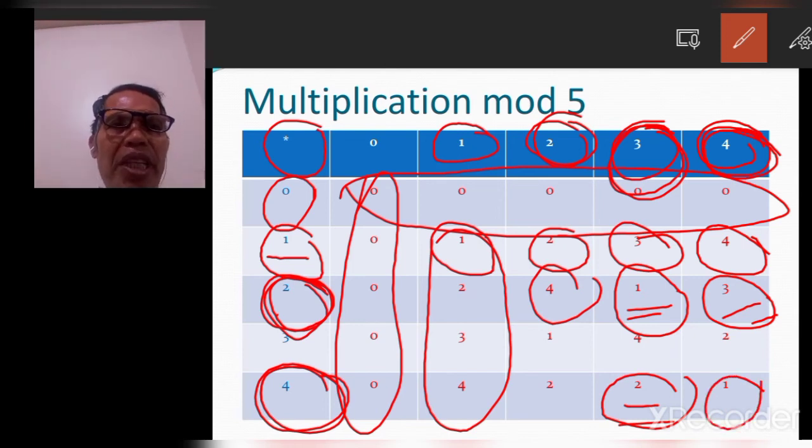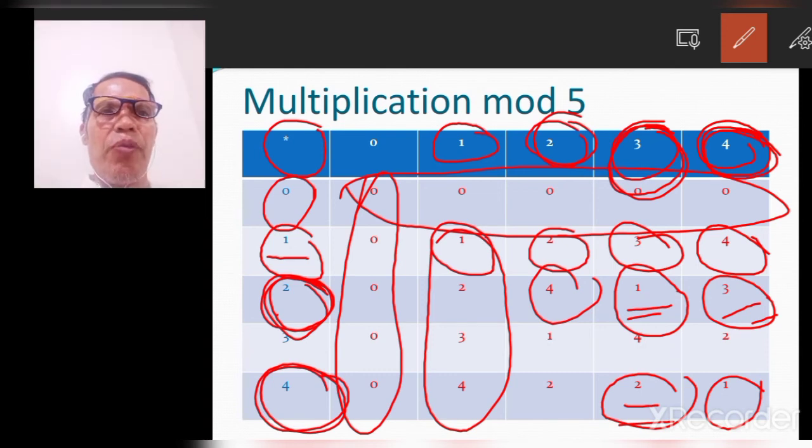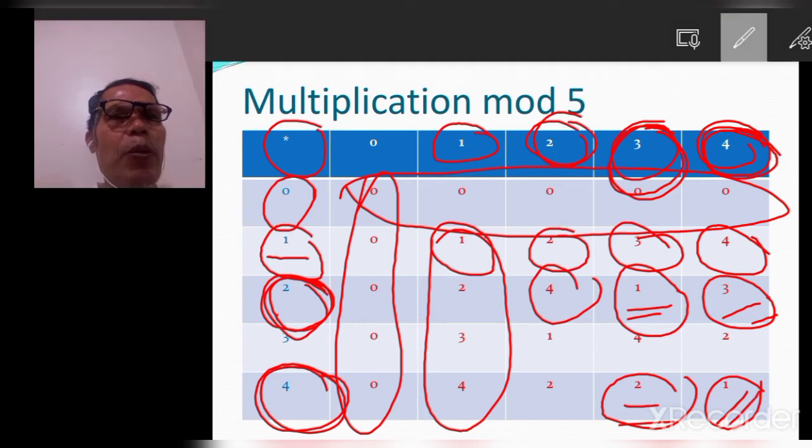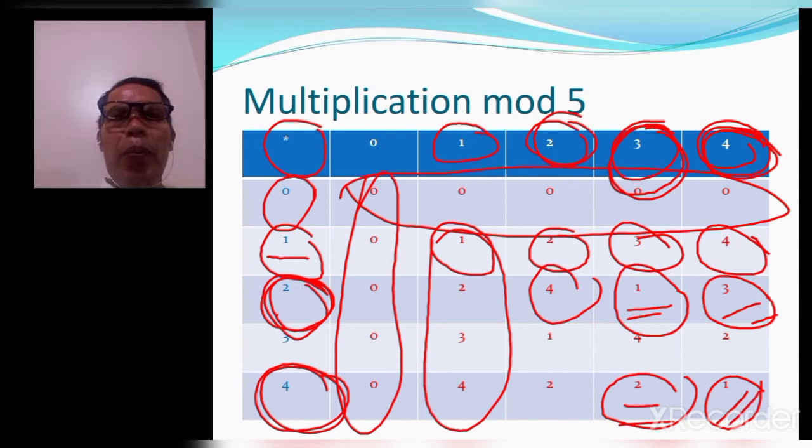Why? 4 times 4 is 16. You cannot put 16 because the elements are only up to 4. So therefore, you have to divide. 16 divided by 5 is 3. 3 times 5 is 15. 16 minus 15 is 1. So that is how we tabulate the multiplication modulo 5.